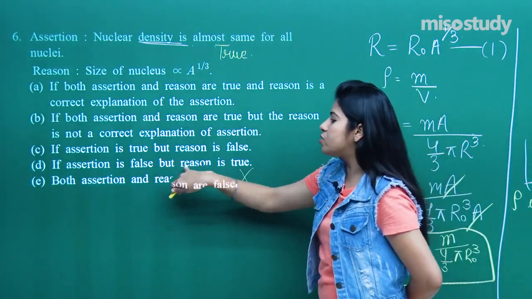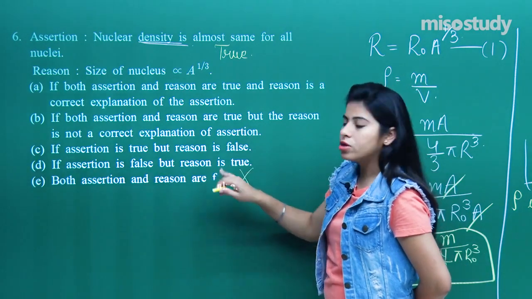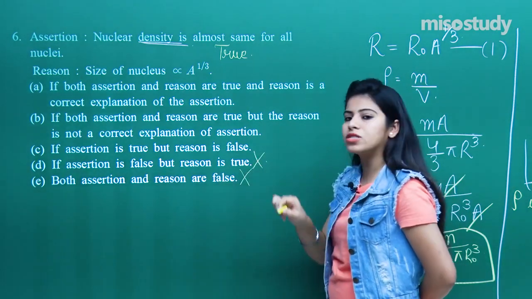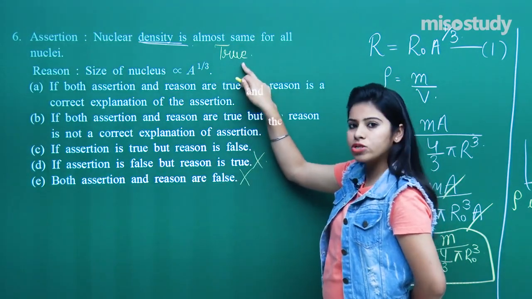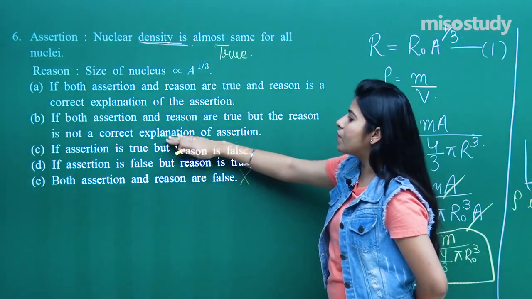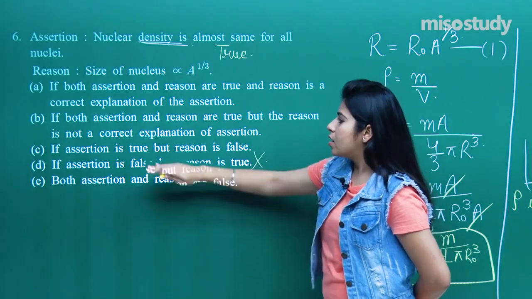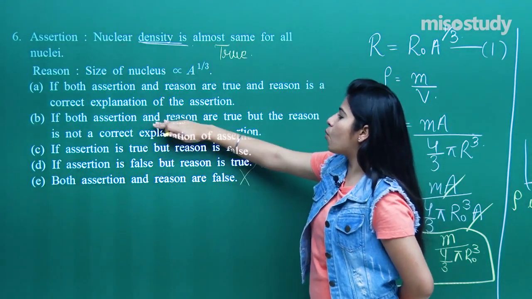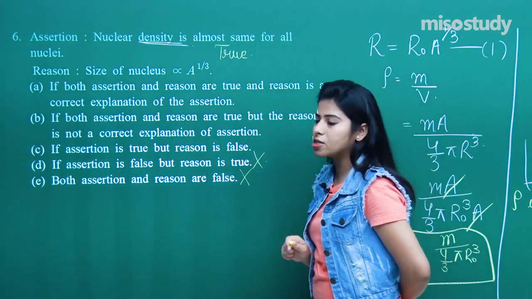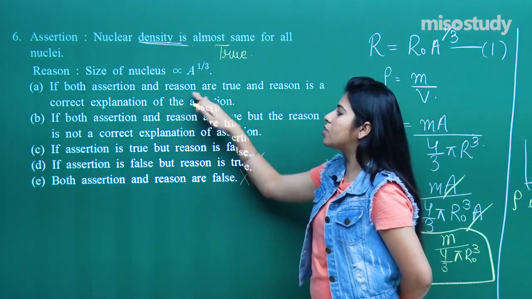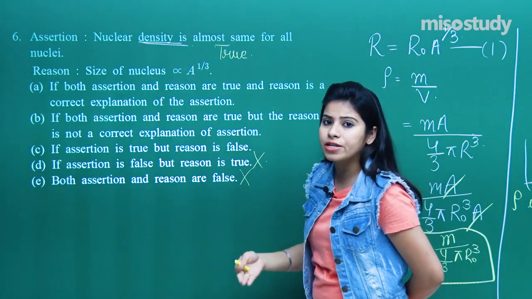If assertion is false but reason is true, so that means we also have to reduce this option, because we know that this is a true statement. Now we are having three options with us. If both assertion, reason are true, but the reason is not a correct explanation, and if both are true and reason is also a correct explanation.